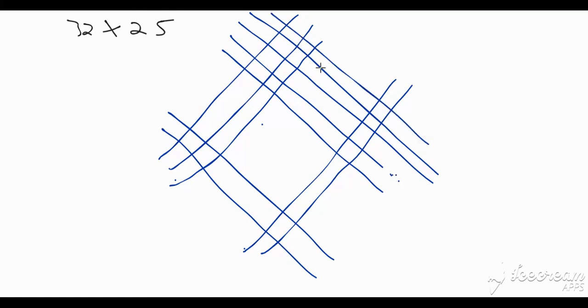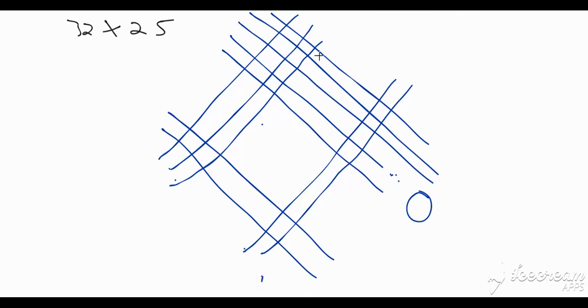Now remember, to the right we have our ones position. So let us count off the intersections. We have 1, 2, 3, 4, 5, 6, 7, 8, 9, 10. So we have 10 intersections there. So this is what we do. We're going to put a 0 here and we're going to carry the 1 to the middle.